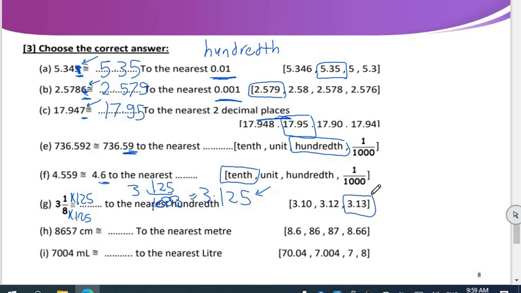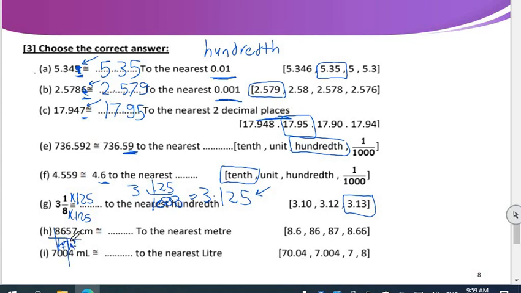Okay, letter H. 8,657 centimeters approximated to the nearest meter. We must at first convert from centimeter to meter. So what should we do? You remember when we convert from the smallest to the greatest? Super, divide by. But from the greatest to the smallest, multiply. So in here we will divide by what? 1 meter equals how many centimeters? Super, 100. So we will divide by 100.